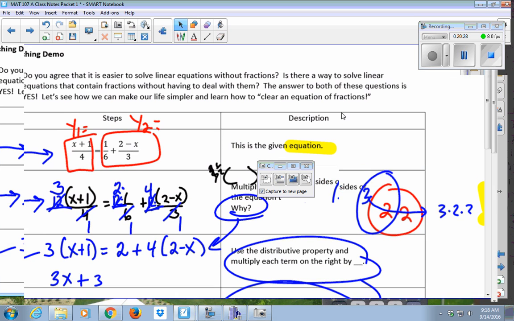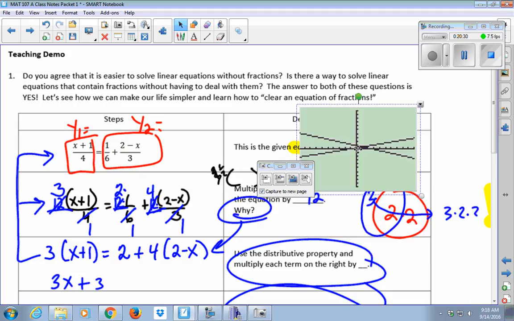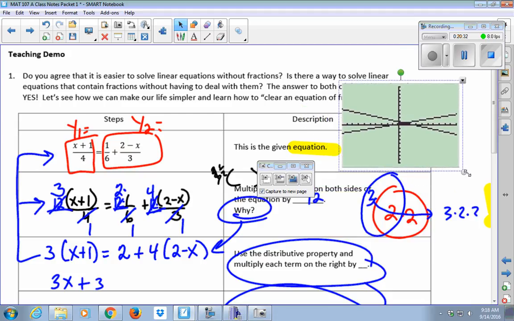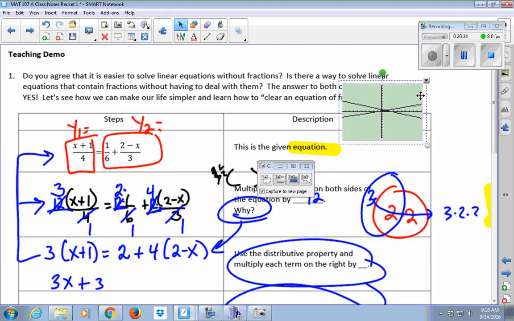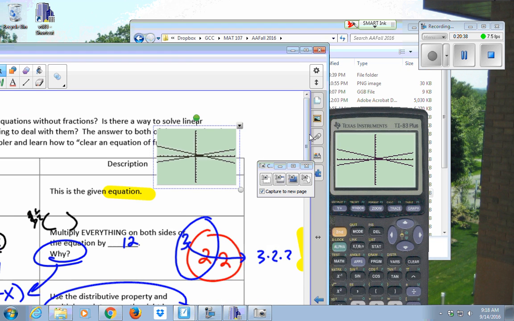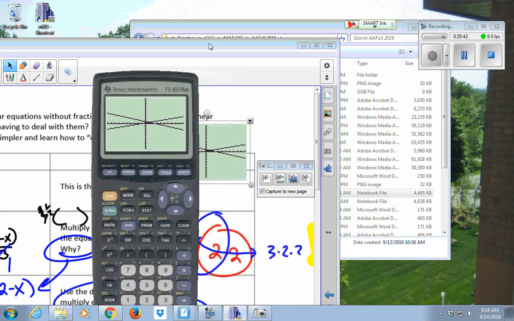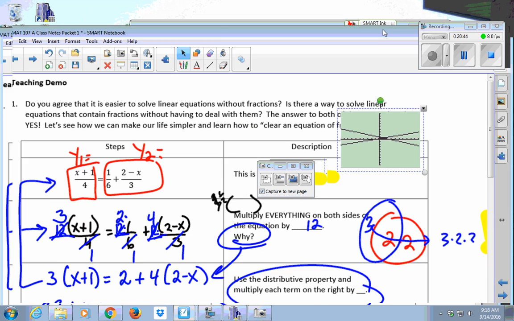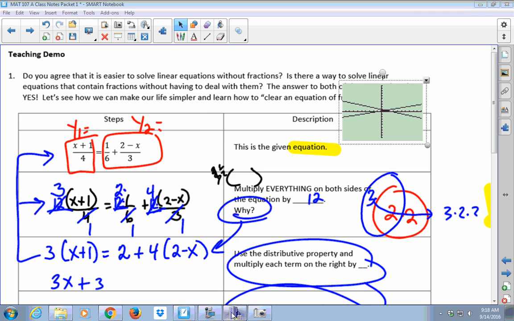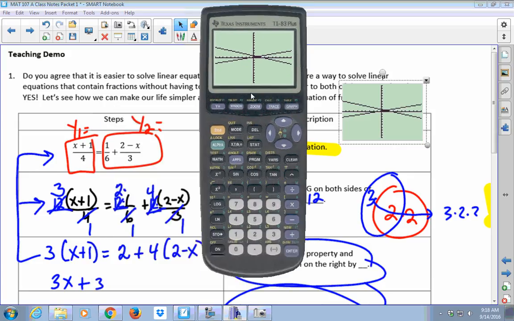All right. Paste. So that would be the picture. And how would you get the number 1 if you didn't know the answer? What could you do on your calculator to get the number 1? Well, you could look at your table. Yeah, okay, you could look at your table. Well, that's one idea. Let's take a look at our table.